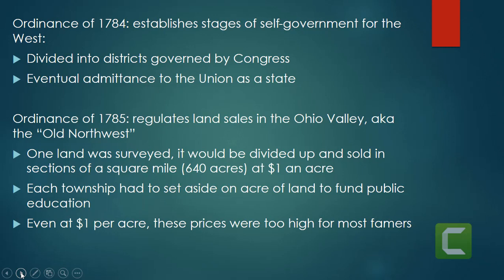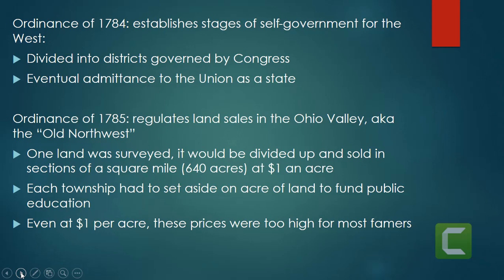That's followed a year later by the Ordinance of 1785, and this one dealt specifically with the Ohio Valley. But again, it's important for us because it sets up a procedure that, in fact, the United States will follow for many, many decades. So the Ordinance of 1785 was specifically regarding land sales in the Ohio Valley. And just to confuse you, the Ohio Valley was what was called the Old Northwest in the late 18th century.